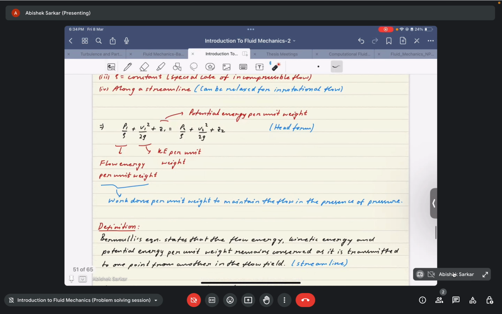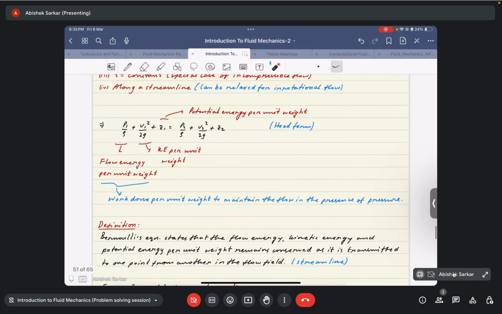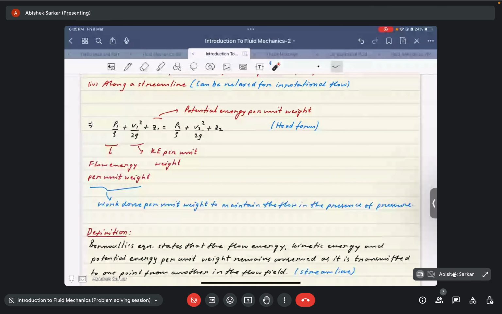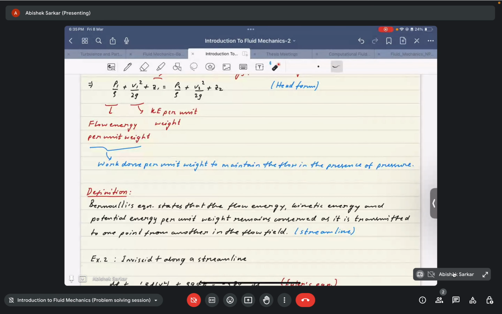Then there are various forms by which Bernoulli's equation can be written, and this is one of the forms, the head form, where all the terms are in the unit of length or meter. P1 by rho g denotes the flow energy per unit weight, V1 square by 2g denotes the kinetic energy per unit weight, and Z1 denotes the potential energy per unit weight, where the flow energy per unit weight basically denotes the work done per unit weight to maintain the flow in the presence of pressure.